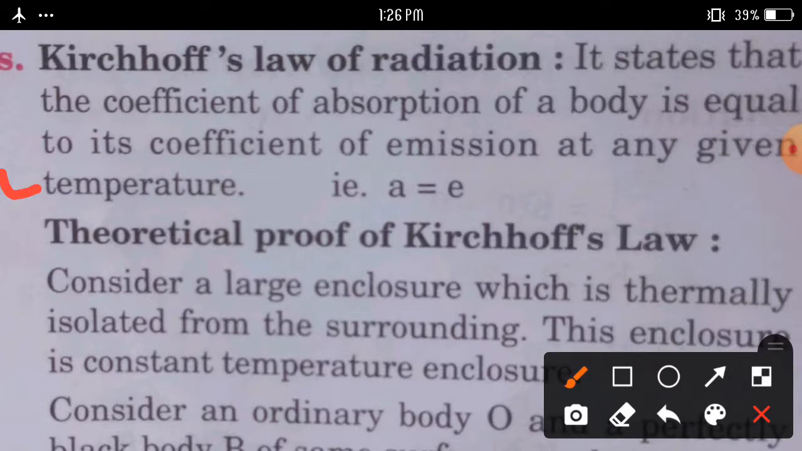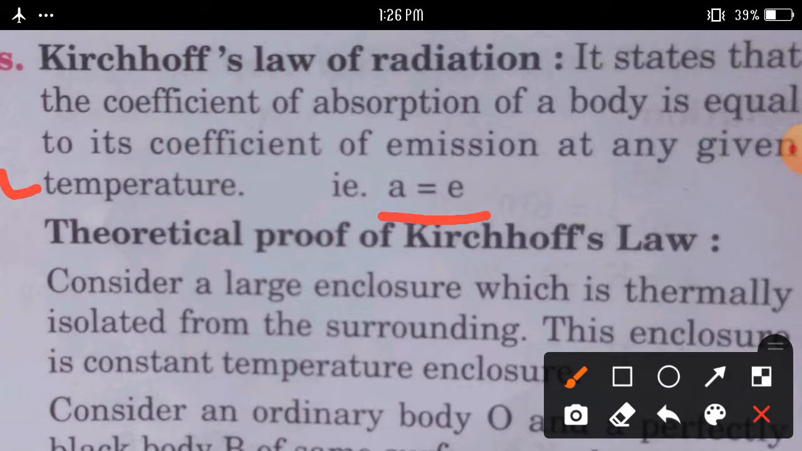Statement: It states that the coefficient of absorption of a body is equal to its coefficient of emission at any given temperature. That is, coefficient of absorption is equal to coefficient of emission. Here we can write A is equal to E. Then, the theoretical proof of Kirchhoff's law.